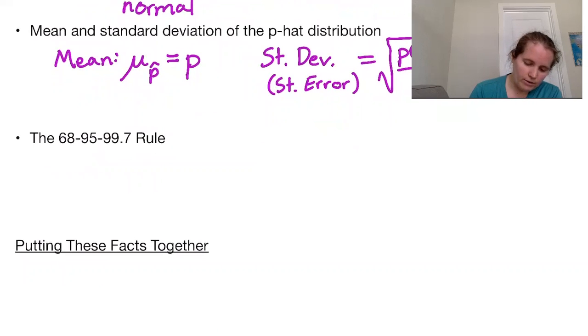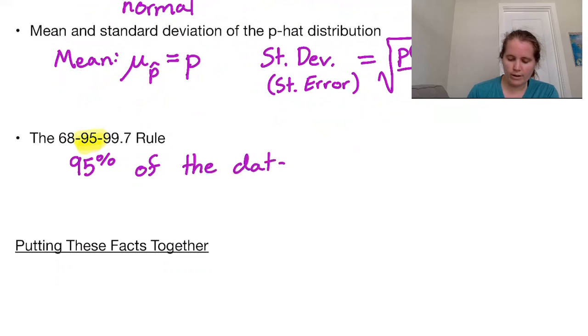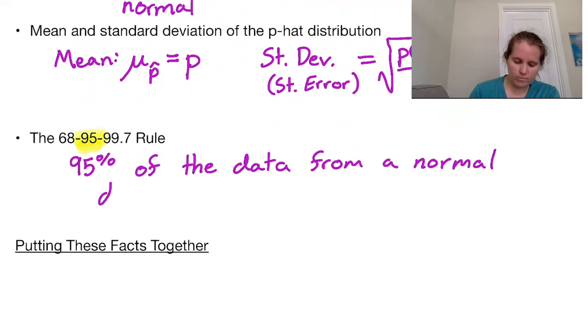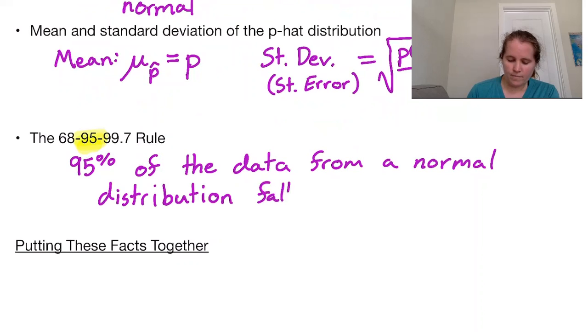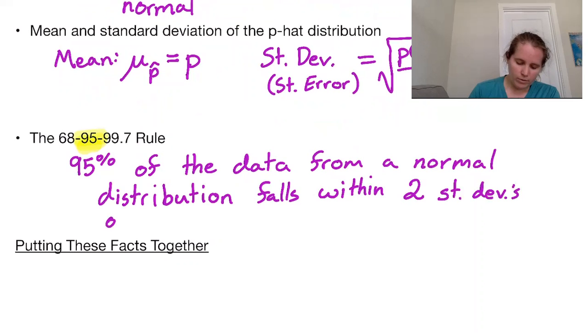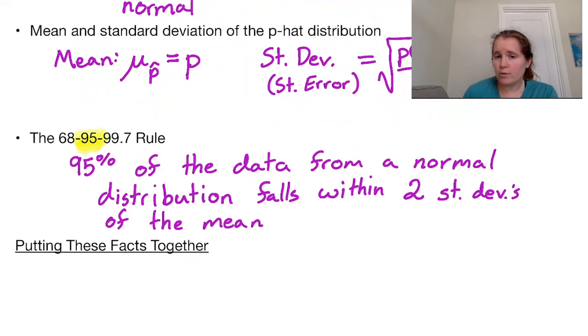The other key piece of information we're going to use is, for now, the 95 in our 68, 95, 99.7 rule. We have that 95% of the data from a normal distribution falls within 2 standard deviations of the mean. So from here, we're going to put these 3 pieces of information together.